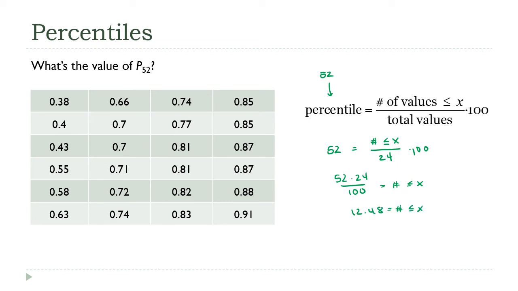So that is the number of values less than or equal to the 52nd percentile. So what data value is that? What data value has 12.48? And again, we've got to round. I'm going to round this up to 13 and say which data value has 13 values below it. Well, there's 1, 2, 3, 4, 5, 6, 7, 8, 9, 10, 11, 12. This 13 values are less than or equal to 0.74. So that's going to be my answer. P52 is 0.74.